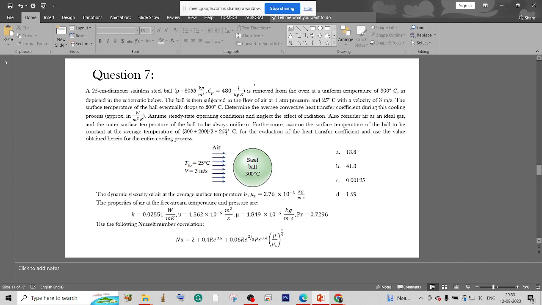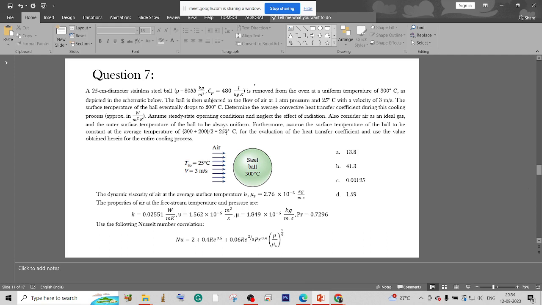So the total heat that is being transferred from the ball itself will be m c_p delta T. Delta T is T2 minus T1, that is 300 minus 200. T1 is 200. So this will come out to be something. You calculate this first. Now, what will be the time?